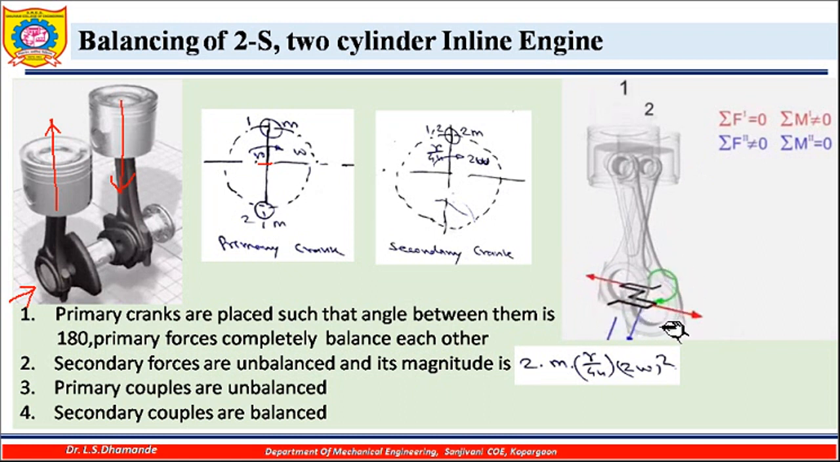We can see the crank of cylinder number 1 and the crank of cylinder number 2, and the primary forces due to these are acting in the opposite direction. This is towards right, this is towards left, so it is getting balanced. So here we can write that the sum of primary forces will be equal to 0.